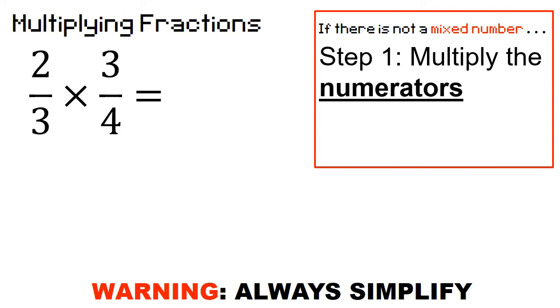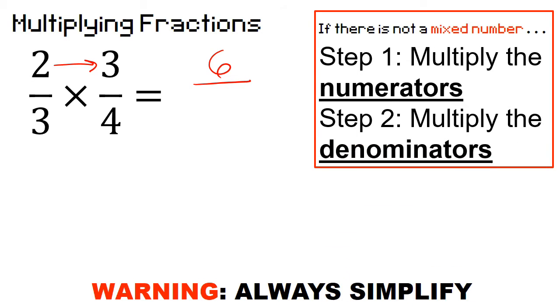First step is we're going to go ahead and multiply our numerators here. So numerators are top numbers. So let's go ahead and multiply 2 times 3, and that gives us 6. And our second step is we're going to multiply our denominators. So 3 times 4 is 12.